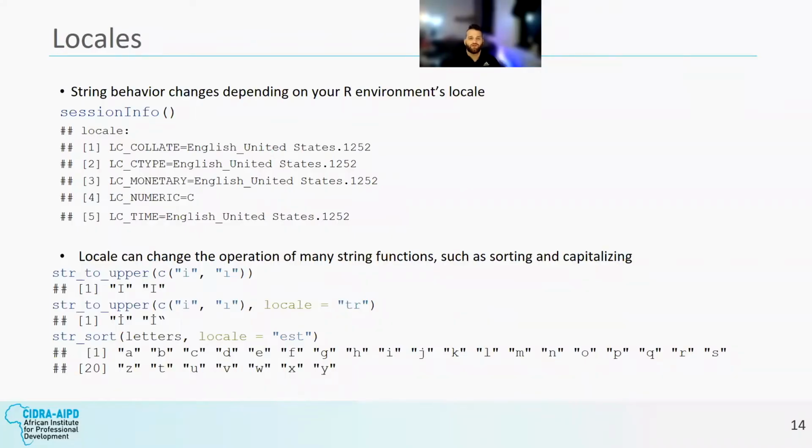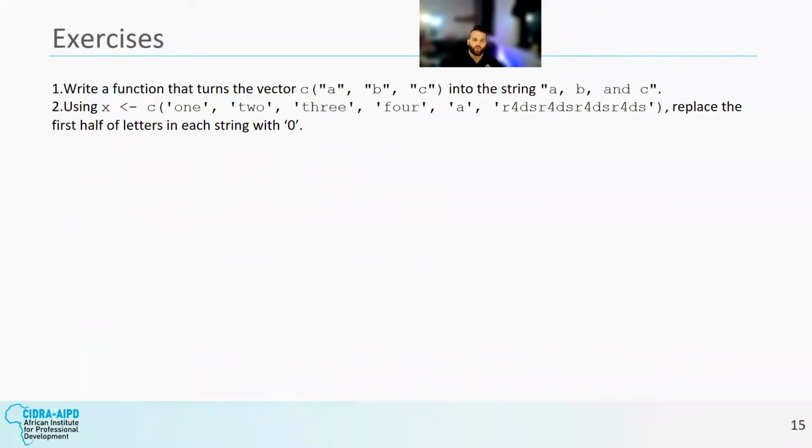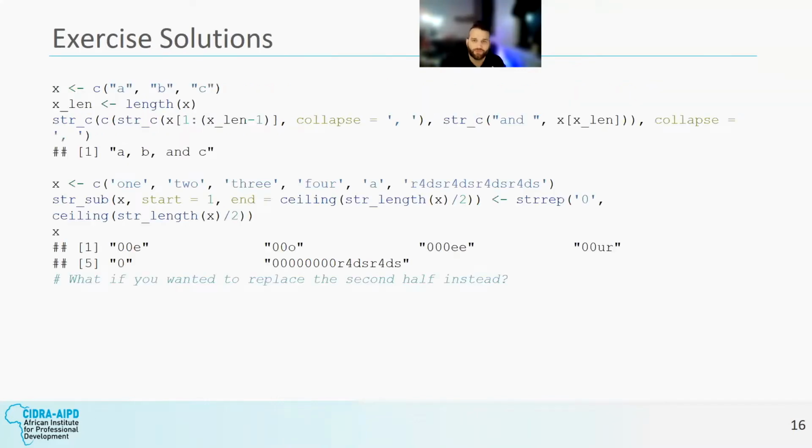Okay, let's move on to some exercises for the first section. Number 1 is write a function that turns the vector A, B, C into a string A, B, and C. Number 2 is using X equals the vector I'm showing there, replace the first half of letters in each string with 0. So go ahead and pause here and work on that. And when you're ready, go ahead and press play. Now let's take a look at the solutions.